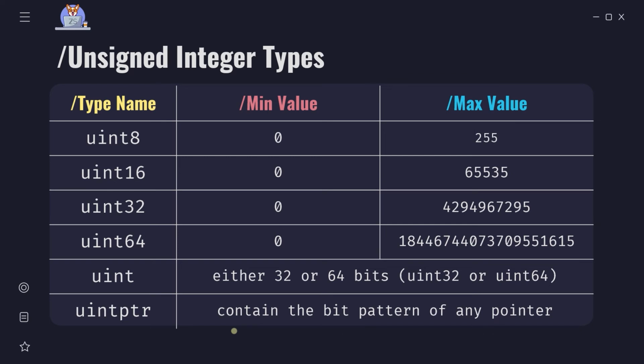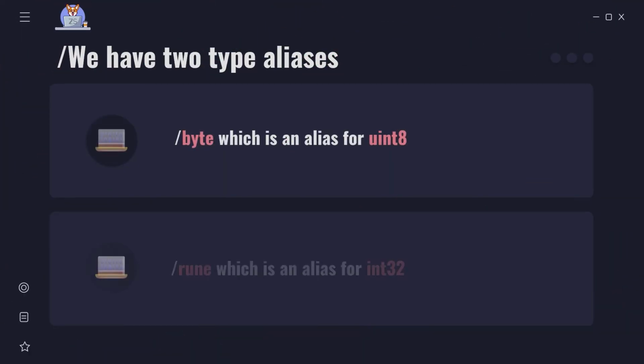For integers, the rule of thumb is to always use int unless you have a specific reason to use a sized or unsigned integer type. We also have two aliases for integers. One is byte, which is an alias for uint8, and rune, which is an alias for int32.